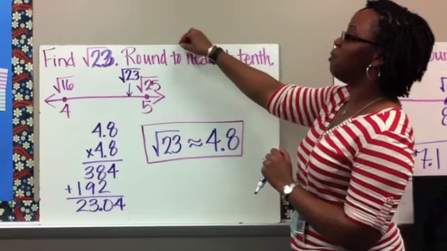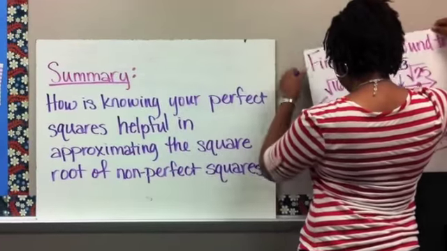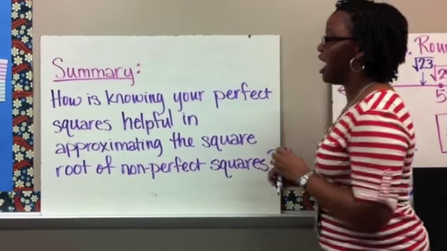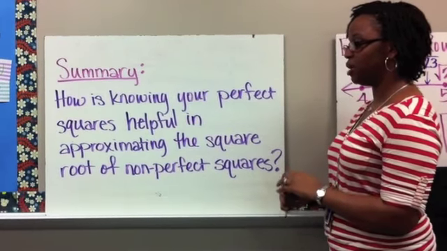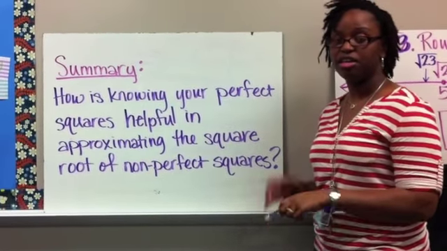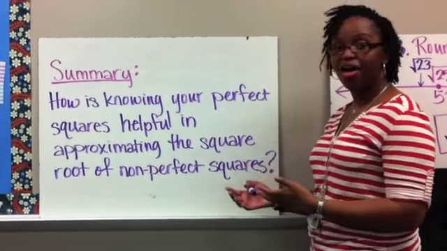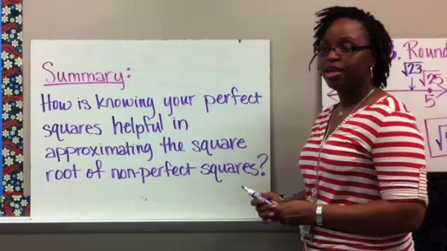Alright, so before you end your time with the video, you need to make sure that you do your summary. For your summary, you should be answering the question, how is knowing your perfect squares helpful in approximating the square root of non-perfect squares? Okay, so with each example, we use perfect squares. Tell us how that's helpful in approximating non-perfect square roots.